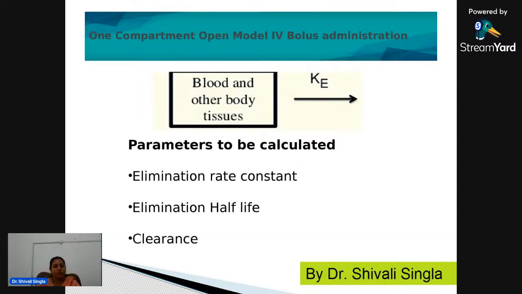Now, starting from the first method, input method, one compartment open model, IV bolus administration. Because in the IV bolus administration, the rate of input is 100%. There is no absorption phase present. There is no need to calculate the rate of absorption because in a single injection, all the drug gets introduced into the blood stream. Now blood has to distribute all the drug into different tissues. So here parameters to be calculated are elimination rate constant, elimination half-life, clearance, etc.